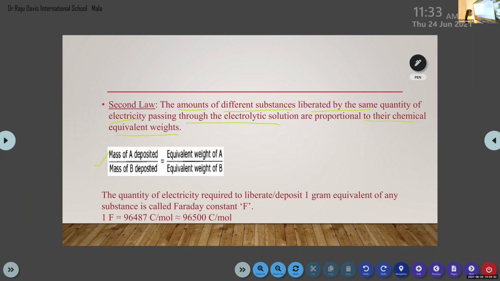So the quantity of electricity required to liberate or deposit 1 gram equivalent of any substance is called Faraday's constant F. Its value is 1 Faraday, which is equal to 96,487 coulomb per mole. It is approximately equal to 96,500.